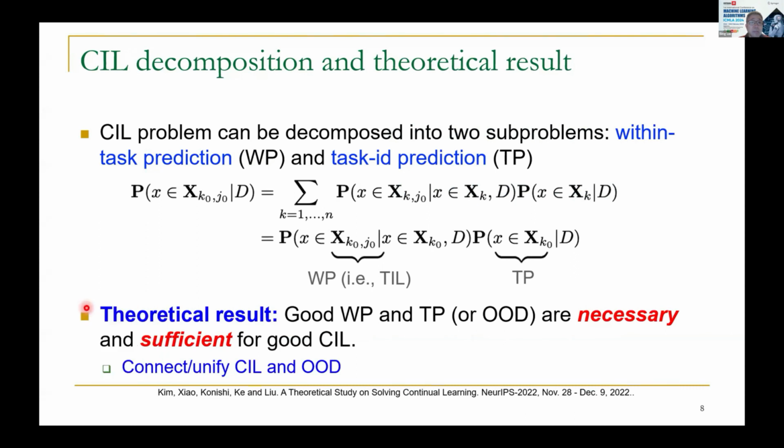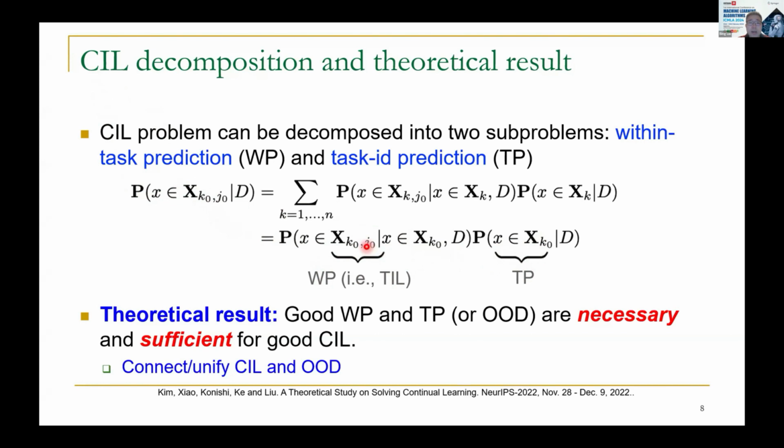Given a particular task K, what is the probability that X belongs to a particular class J? K is the task, and J is the class within the task K. This is what is called WP, within-task prediction, because we have the condition here. The second part is that X belongs to a particular task, and this is the task ID prediction. So essentially this TIL can be written this way, probabilistically.